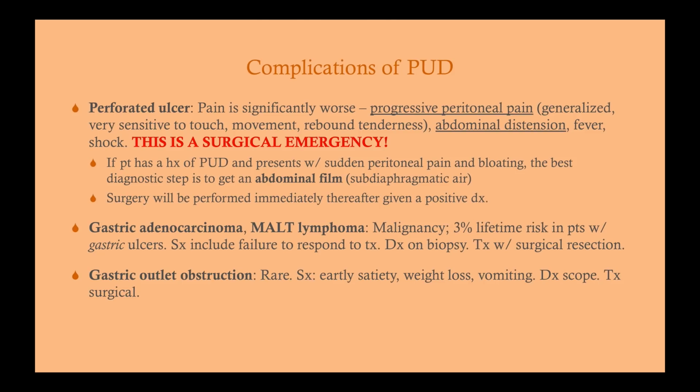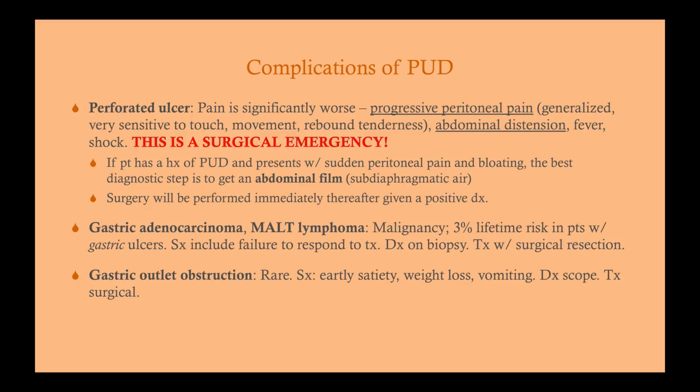Okay, so complications of peptic ulcer disease, the big one is perforation. With perforation, they're going to have much more significant pain. They'll report a history of ulcer-like symptoms, pain with eating, a sort of gnawing pain that they've been dealing with for a long time, but now suddenly the pain is way worse. And what will happen is that they start developing peritoneal-like symptoms.